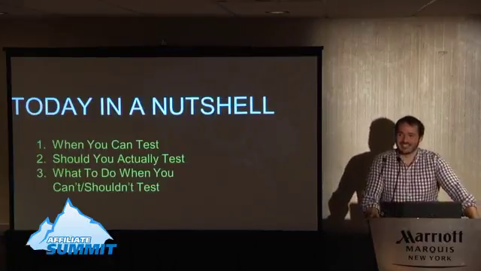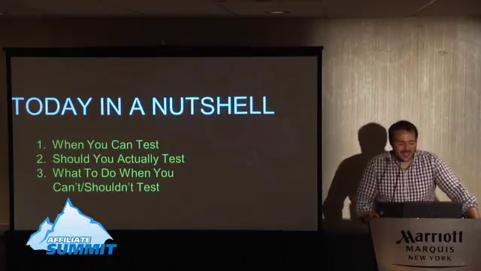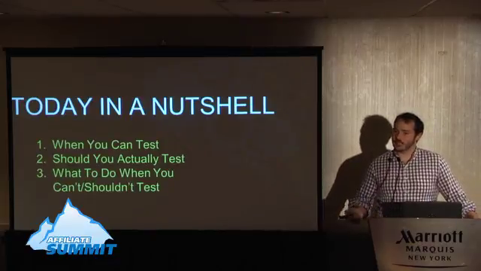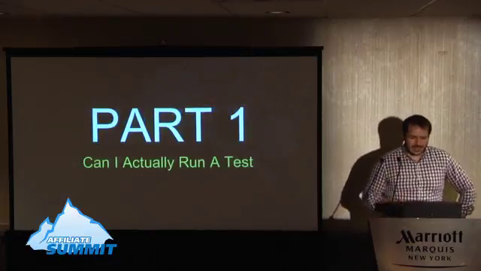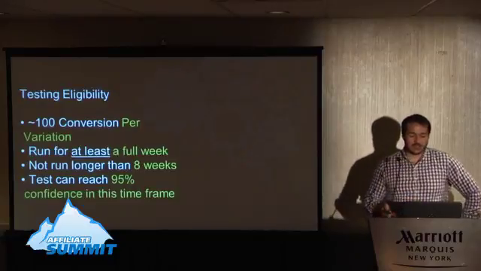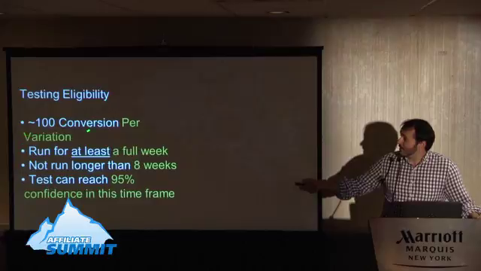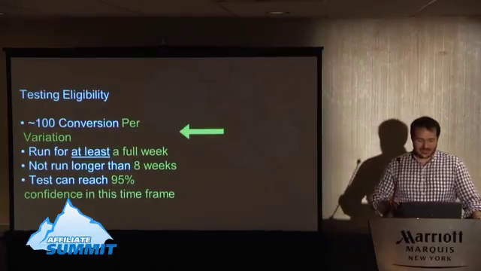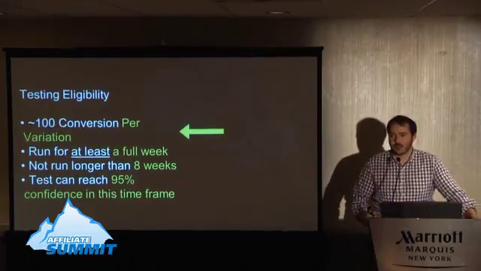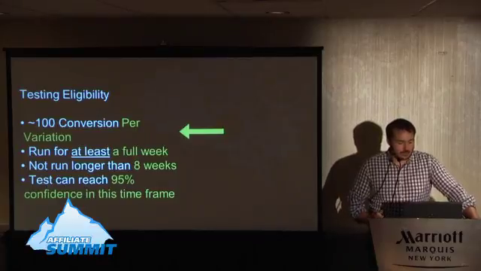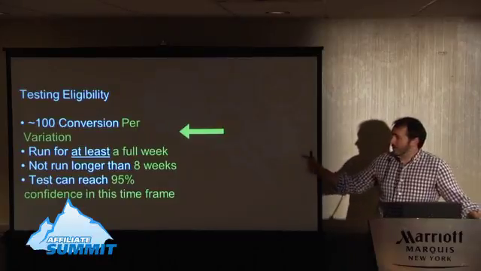So today, in a nutshell, we're going to cover when you can test, should you actually test, and what to do when you can't or shouldn't. Part 1, can I actually run a test? So testing eligibility. Here it is right here. If you can't get 100 conversions per variation, conversion actions, whether that be clicks, sales, leads, etc., you define the action, that becomes your conversion. All right. That is kind of the major baseline I like to look at.